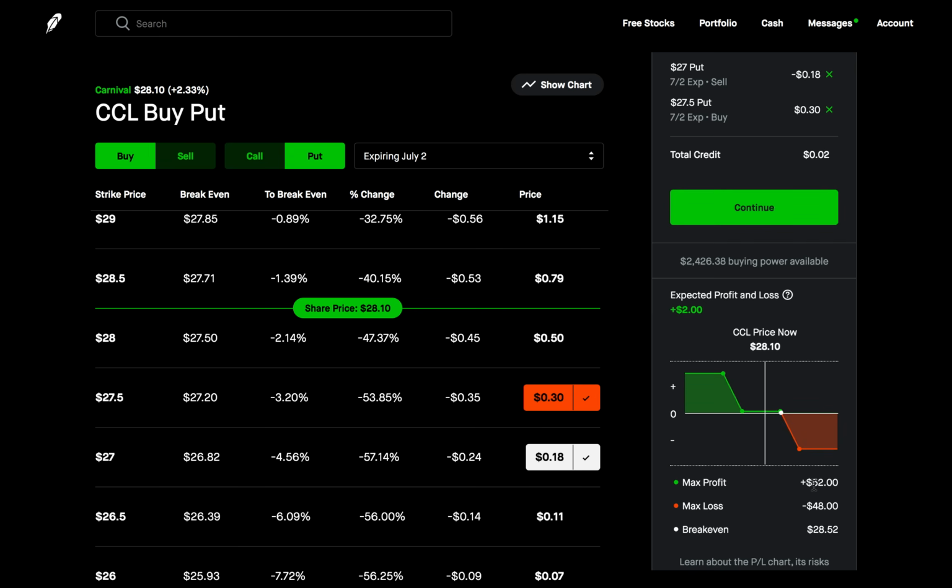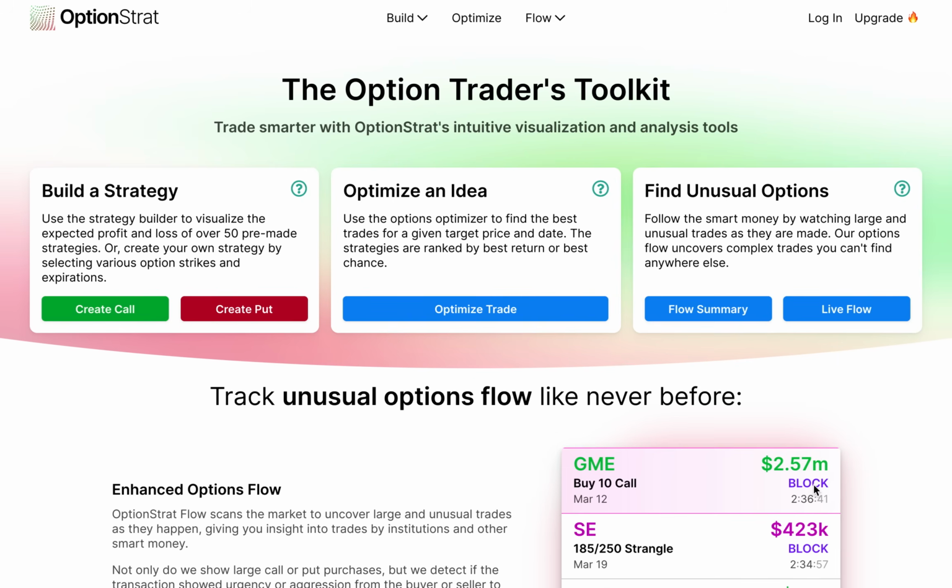Now let's go over to OptionStrat, a great tool again to visually see what this trade will look like, right?